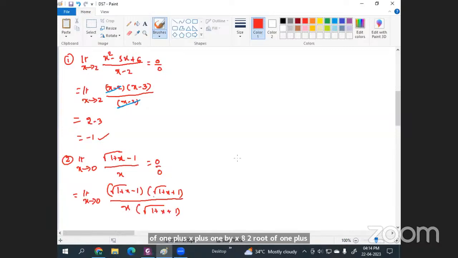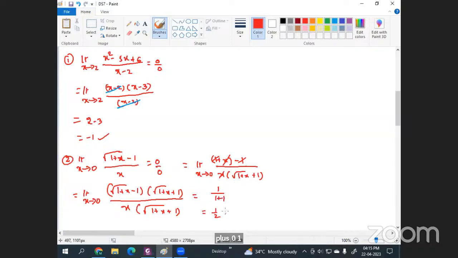Now the numerator we can simplify further. We get 1 plus x minus 1 by x into root of 1 plus x plus 1. Right. So limit x tends to 0, then 1 will get cancelled, x also will get cancelled. So your answer is 1 by root of 1 plus 0, plus 1, that is 1 by 1 plus 1, equal to 1 by 2. We got it. Right. So this is the finite answer. Where we got the 0 by 0 form, finally we got a finite number.